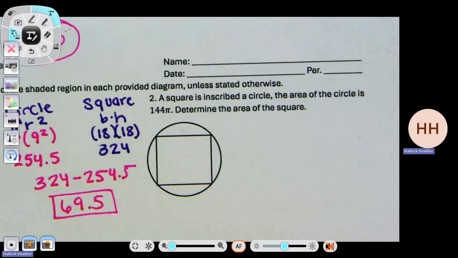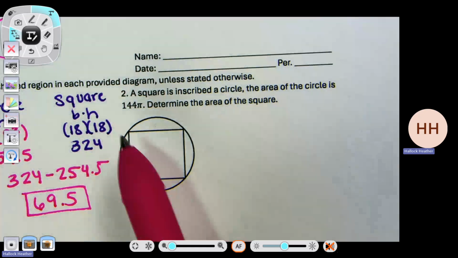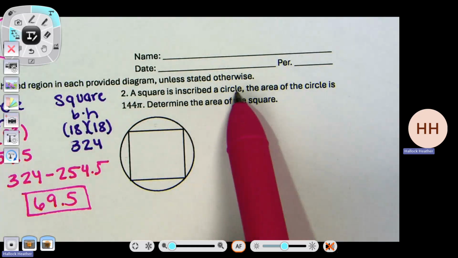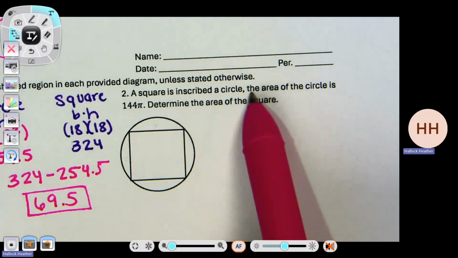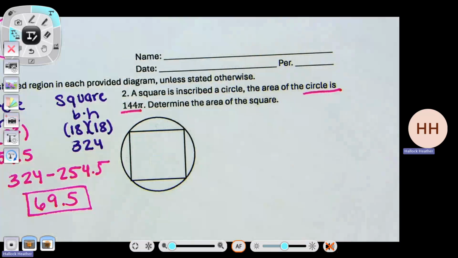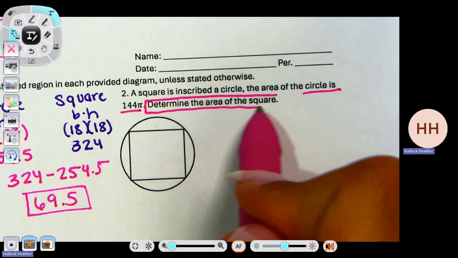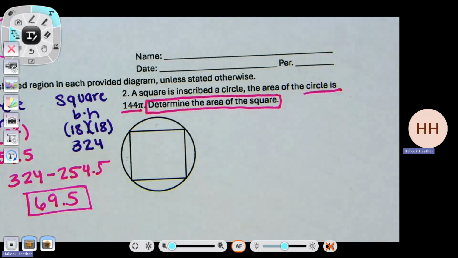Okay. So number 2 does not have a shaded region. So we're not finding the area of the shaded region because there is no shaded region. It says a square is inscribed in a circle. So the square is inside the circle. The area of the circle is 144 pi. I need to determine the area of the square. So I don't need to subtract them because I don't need the shaded region. I just need to find the area of the square.